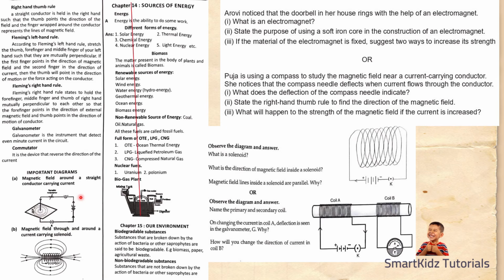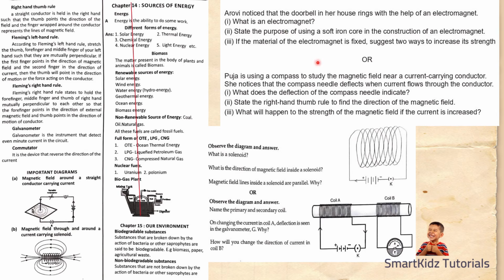The first question is, Arovi noticed that the doorbell in her house rings with the help of an electromagnet. What is an electromagnet? An electromagnet is a temporary magnet, which is produced when the electric current flows through a coil around a soft iron core. So that is an electromagnet.